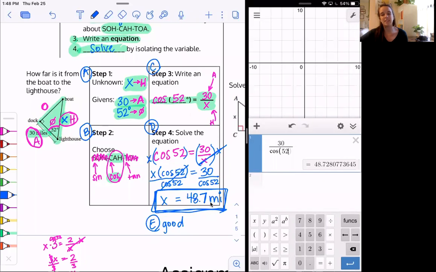You got confused on step 4, which was some of us, right? This is the equation solving part. So now we're trying to get X by itself.